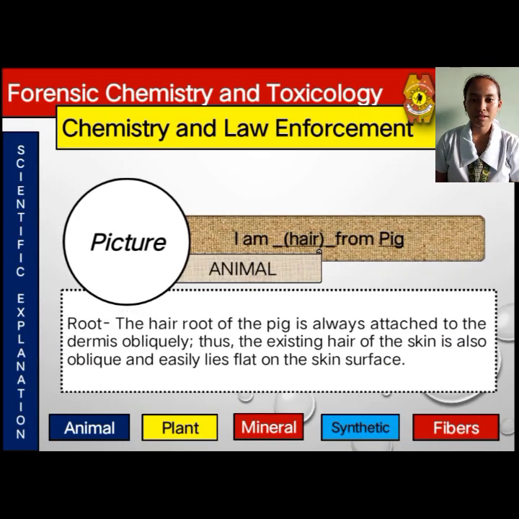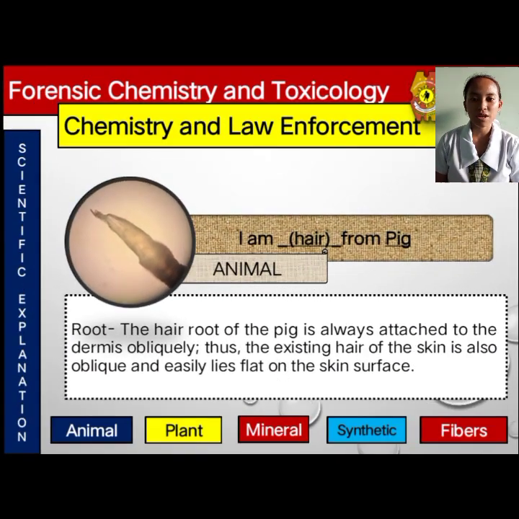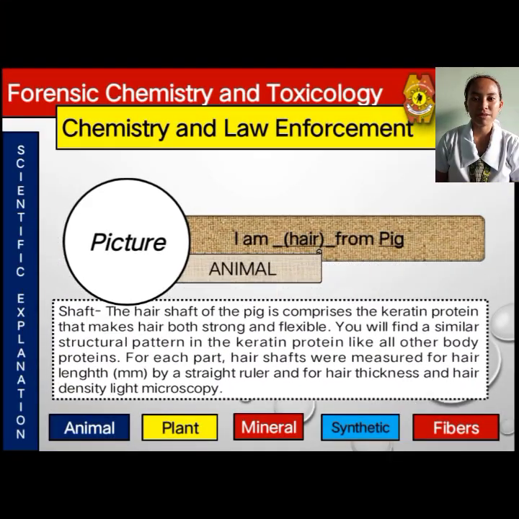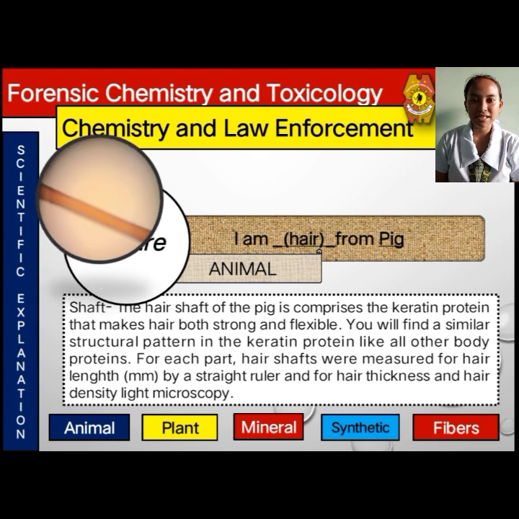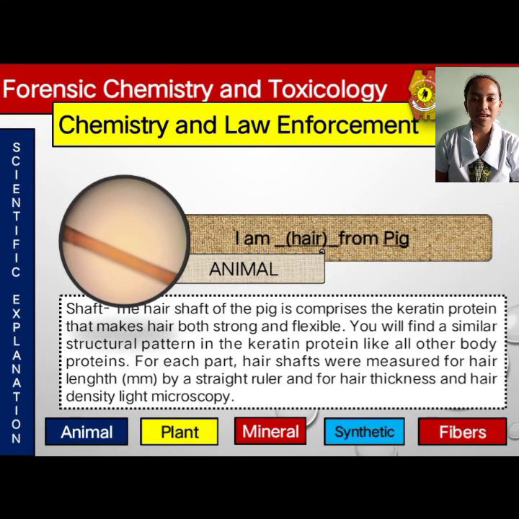Pig hair. The hair root of the pig is always attached to the dermis obliquely. Thus, the existing hair of the skin is also oblique and easily lies flat on the skin surface. The hair shaft of the pig comprises the keratin protein that makes hair both strong and flexible. You'll find a similar structural pattern in the keratin protein like all other body proteins.